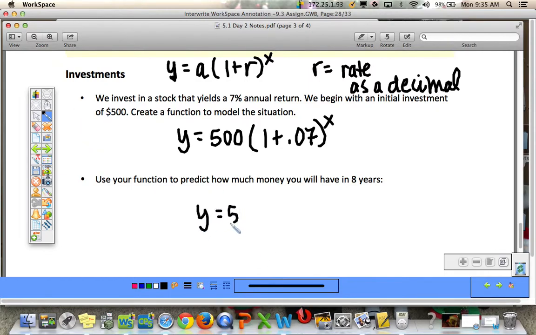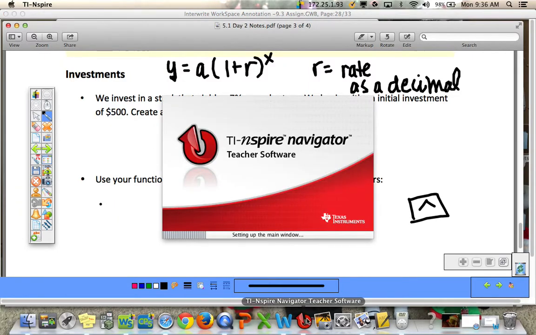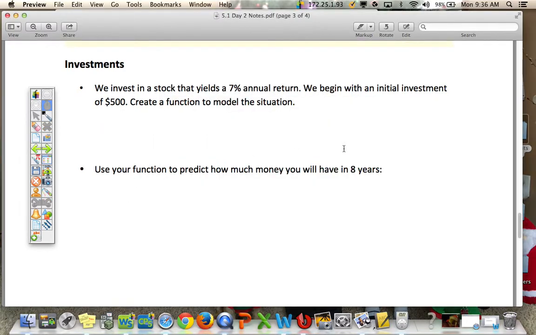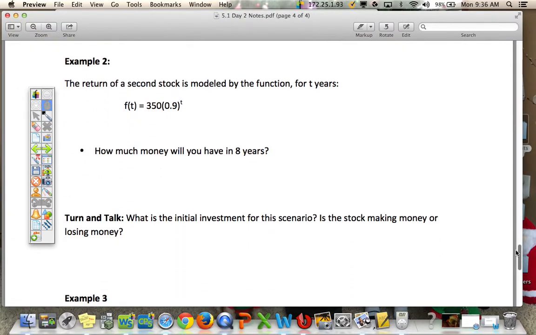So y equals 500 times 1 plus 0.07, or 1.07, to the 8th power. So I'll show you how to type that in, but on the TI-Inspire, to type it in, you're going to use the caret key, or this key, to do to the power of. So once my calculator loads, I'll show you what that looks like. Okay. So we'll come back to that problem in a second.